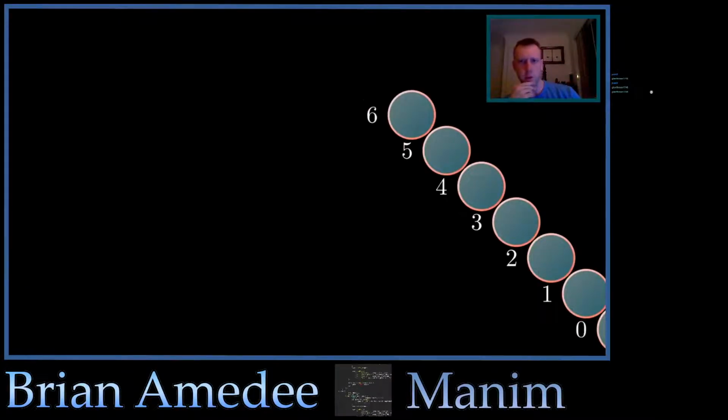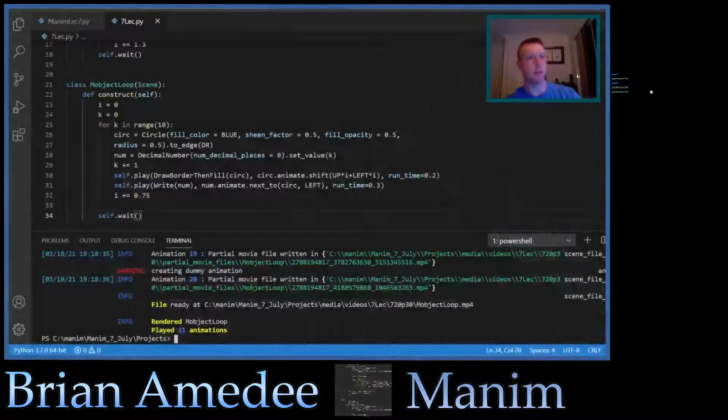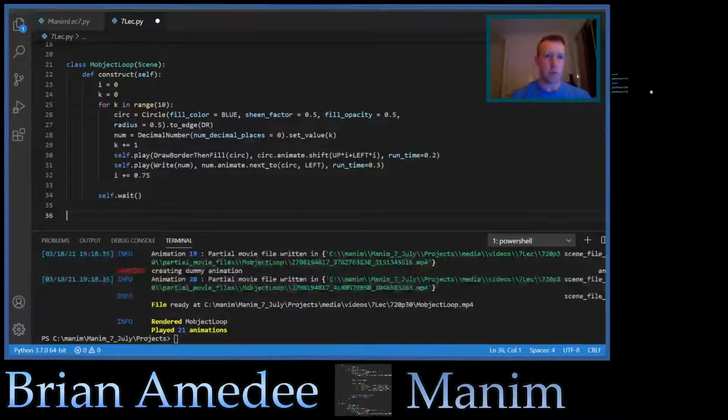Yeah, exactly as I want it. If I want to slow it down, I just change the runtime. But that's kind of nice. So I want to get to some more complex stuff. That's just the basics of structuring it out. You can use a for loop. You can put Mobjects in a for loop.